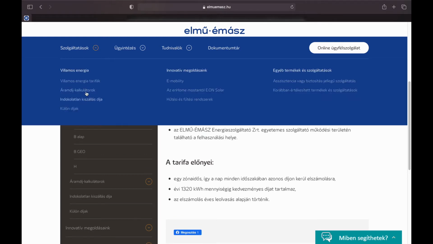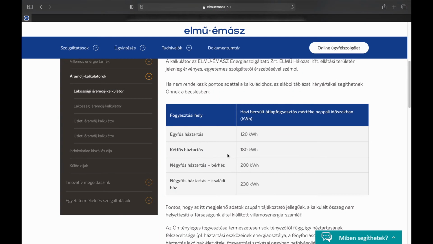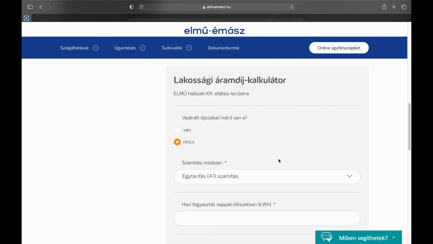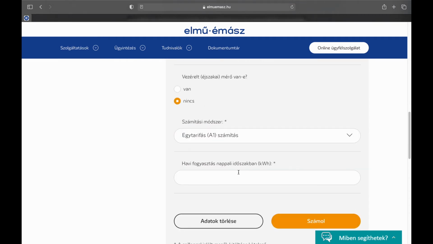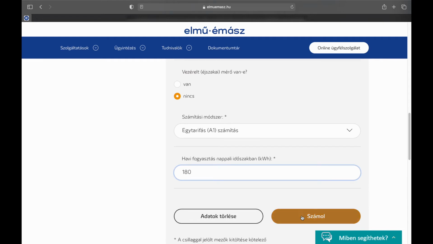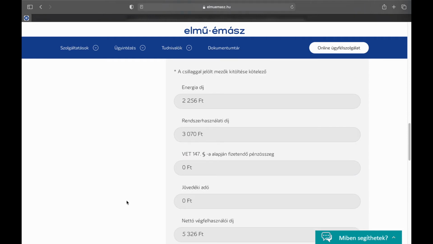So if I go back to the calculator, I'm going to use the example of two people, 180 kilowatts ends up being the reading. I'm going to say nem, no, I have only A1. So I will put 180 here on the form, hit Számol, and what it's going to do is give you an estimate of what it's going to cost.